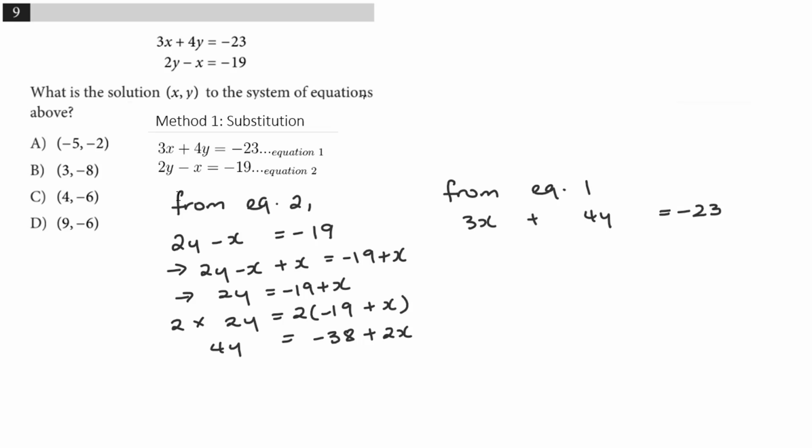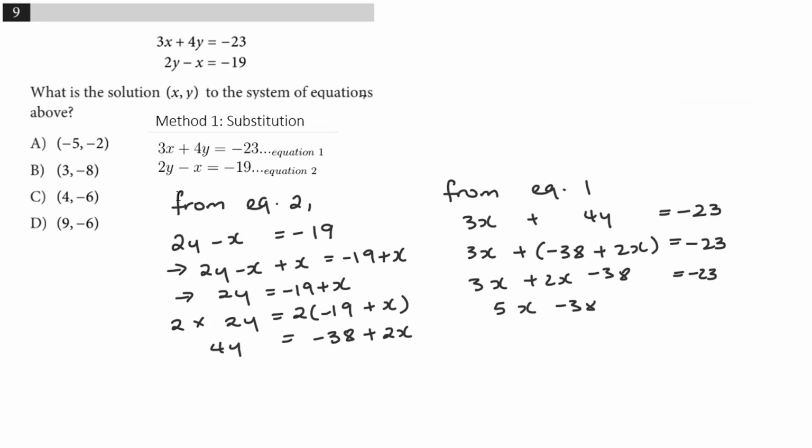So if equation 1 reads 3x plus 4y is equal to negative 23, after substituting for 4y it becomes 3x plus negative 38 plus 2x is equal to negative 23. We must now add the like terms 3x and 2x on the left side of the equation to give 5x minus 38 is equal to negative 23. We can then find 5x by adding 38 to both the right and left sides of the equation, and this gives 5x equals negative 23 plus 38, which means 5x equals 15. Finally, dividing both sides by 5 gives x is equal to 3 and makes the answer to this question option B.